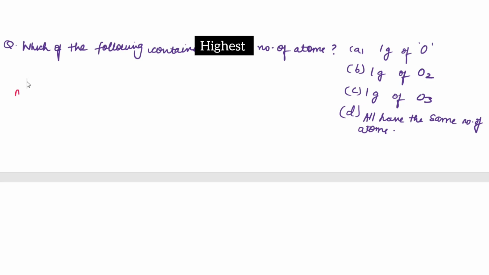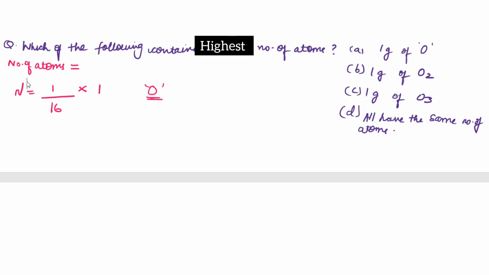So we clearly know that this question is from mole concept. So the first step is finding the number of moles. Given mass, take option A. Given mass is 1 gram by what is the atomic mass of oxygen? 16. So 1 by 16. To find the number of atoms, that is what we need to find. We need to find the number of atoms in each of the options and then compare which of the following contains the highest number of atoms. I'm sorry, the question has to be which of the following contains the highest number of atoms.